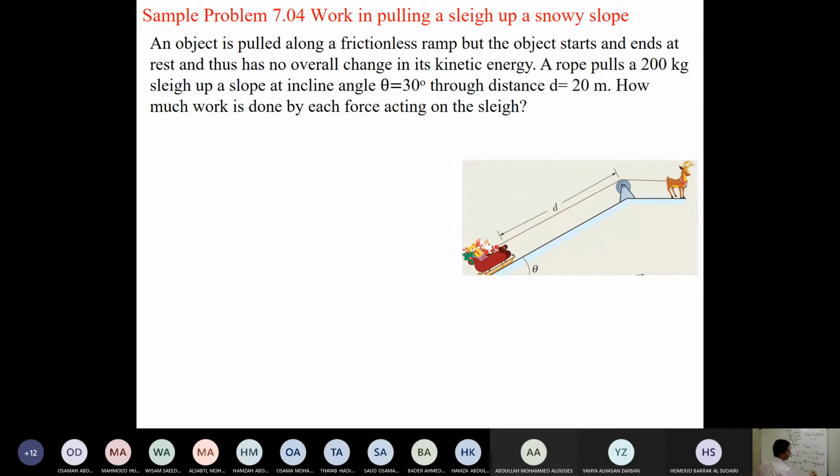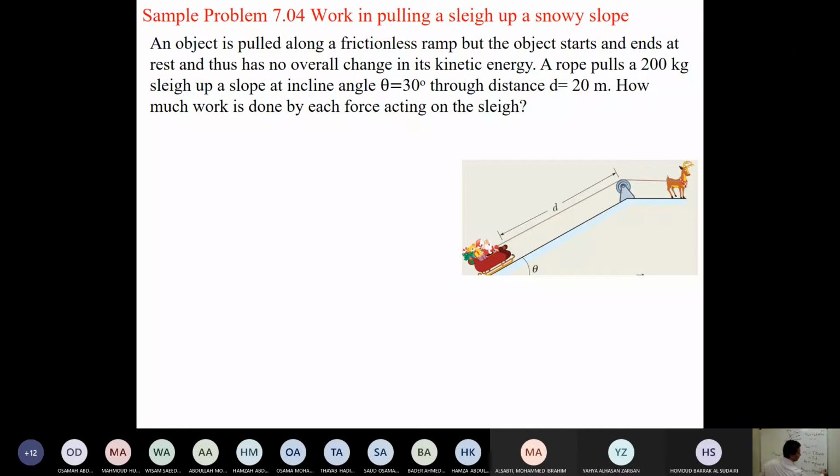First of all, the force is mg sine theta. Then the displacement and the force are pointing in opposite directions, so the angle between them is 180 degrees. Cosine 180 is minus 1. So the work is going to be minus mg sine theta d.